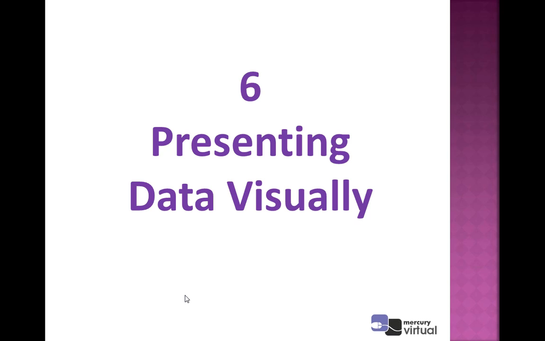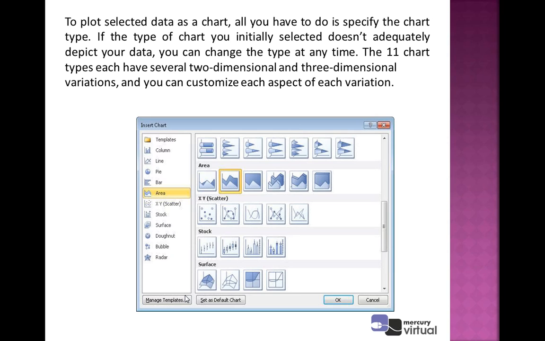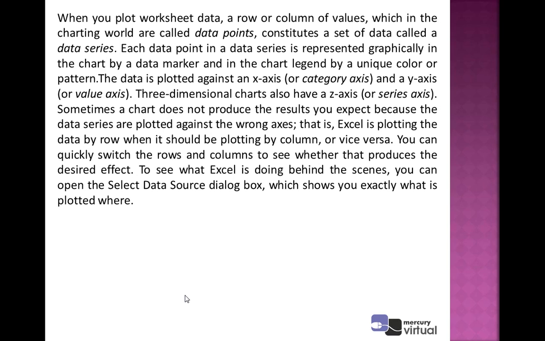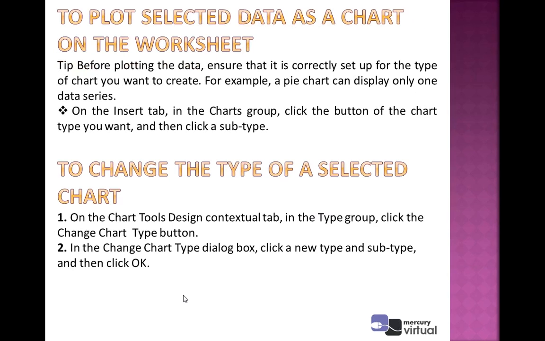Then we have also talked about chapter number 6, presenting data visually, means how to present the data. There are 4 topics, that is 6.1, 6.2, 6.3, 6.4. 6.1 is creating the charts based on the worksheet data. There are a total of 11 types of charts available in Excel 2010. Then how to draw the chart, there are multiple steps available.